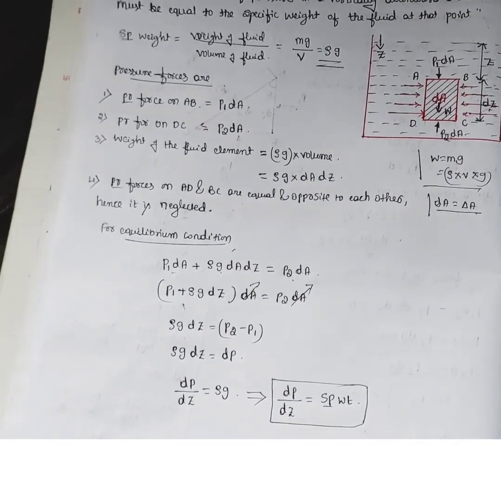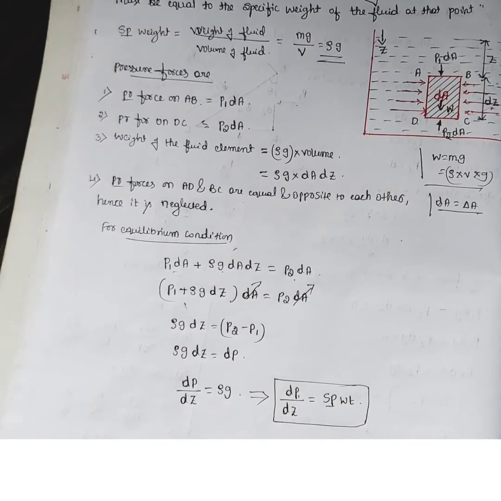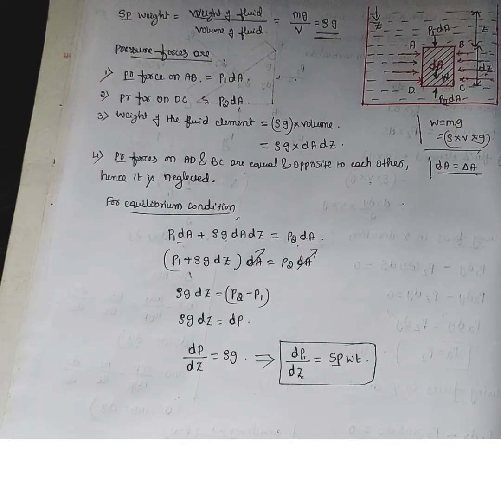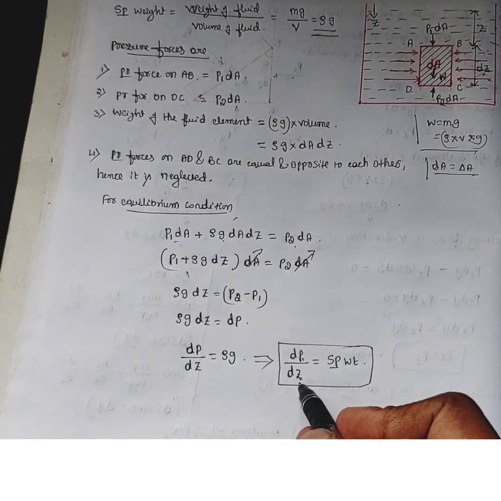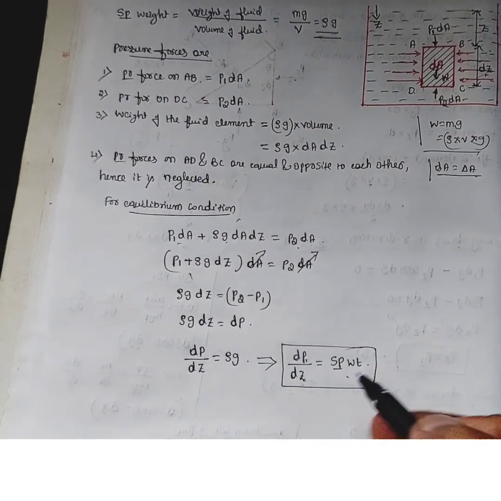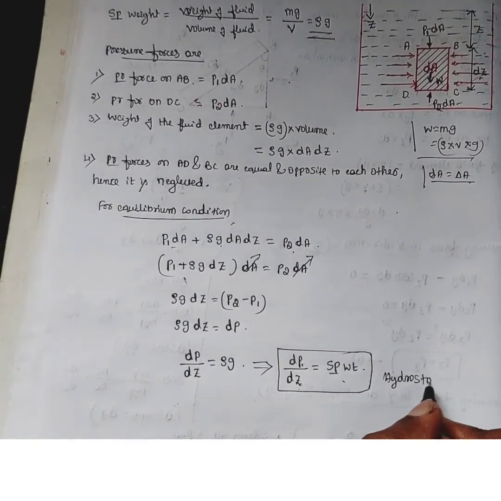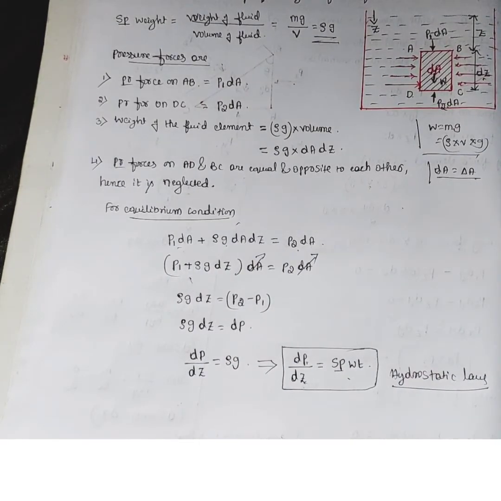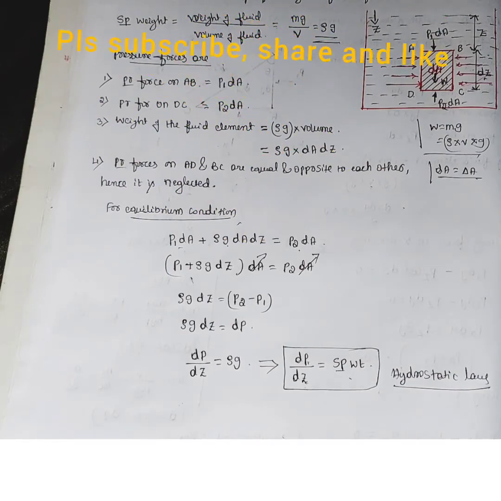Correct. So from this we can see that the rate of change of pressure in a downward direction, the downward direction we have taken as the z direction, so that is moving downward, is equal to the specific weight. So this is the statement given by hydrostatic law. So this expression is for hydrostatic law. Hence hydrostatic law states that the rate of increase of pressure in a vertically downward direction must be equal to the specific weight of a fluid at that point.